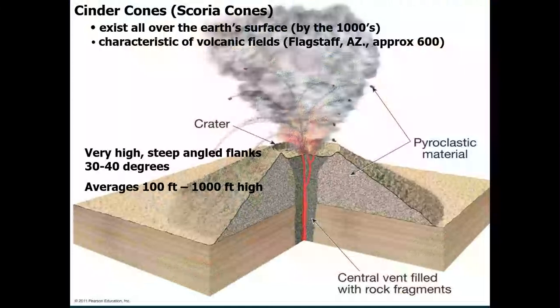And typically, a cinder cone is a small type of volcano, much smaller than a composite cone, much smaller than a shield volcano. They're characterized by very steep, angled flanks, 30 to 40 degrees in angle. These cinder cones average about 100 feet to 1,000 feet high. So relatively speaking, they're a lot smaller than a composite cone. But again, there are many of them, and again, we can find them in volcanic fields.